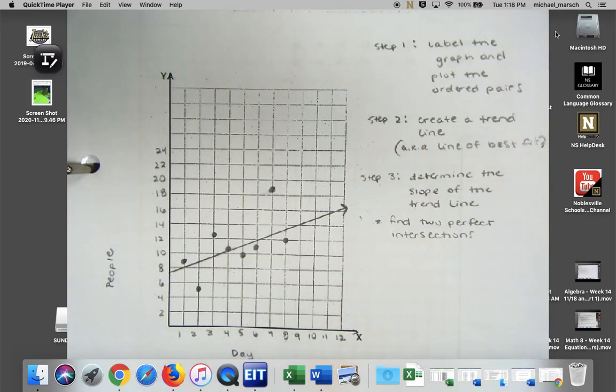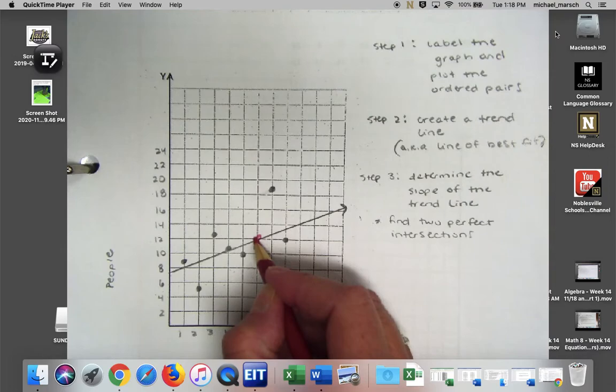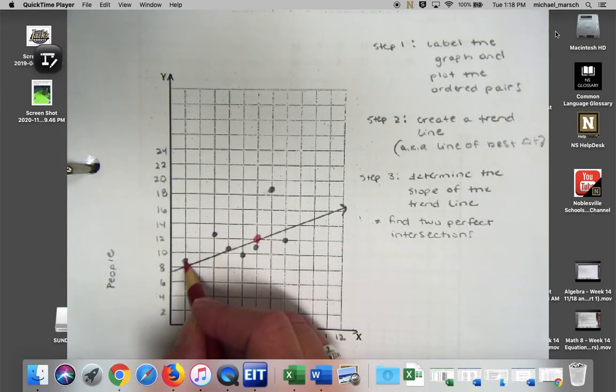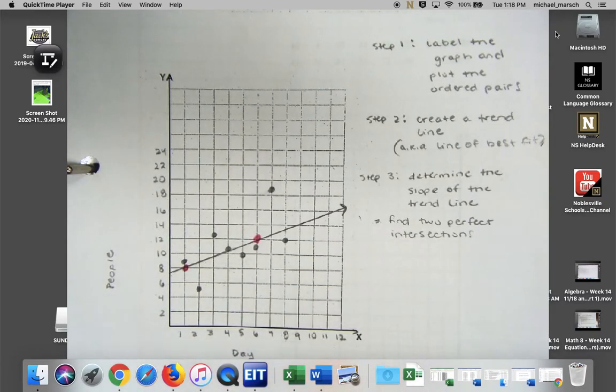So when I say two perfect intersections, I'm talking about like this right here is a perfect intersection. It was not an original point, but I'm going to use it, right? This was a perfect intersection point. That's where my line went through. This one right here I'm going to use as well. Your two perfect intersections probably won't be the same as mine.